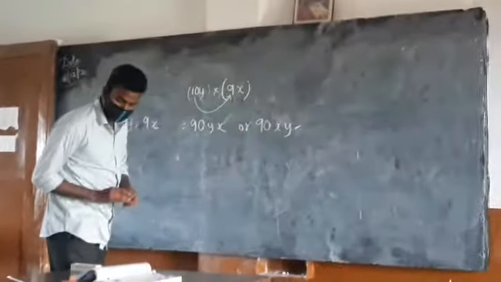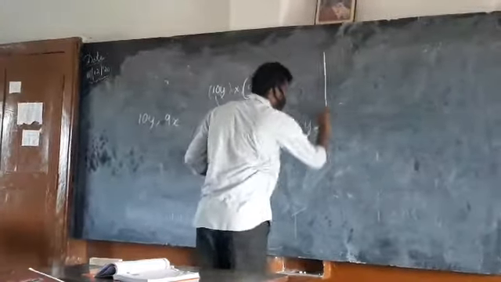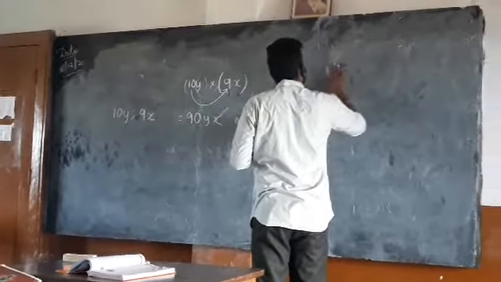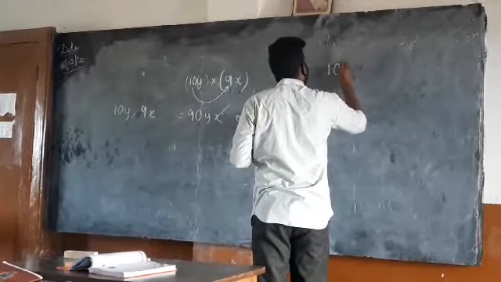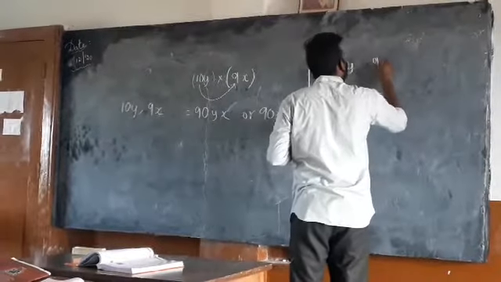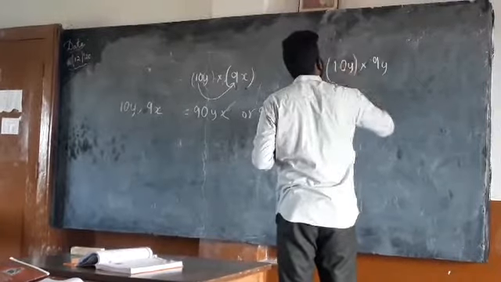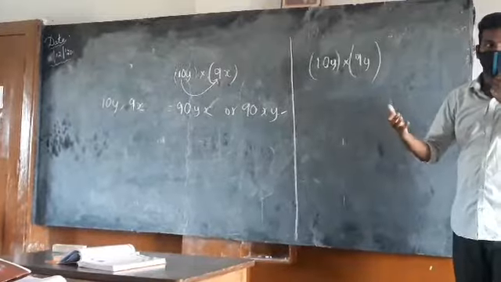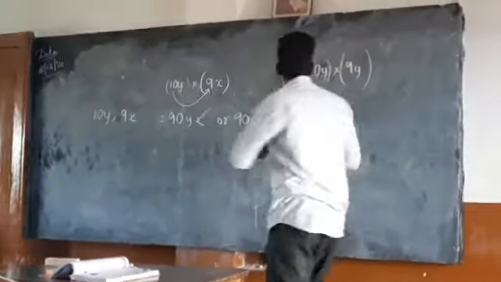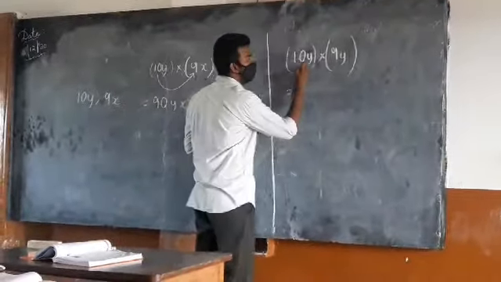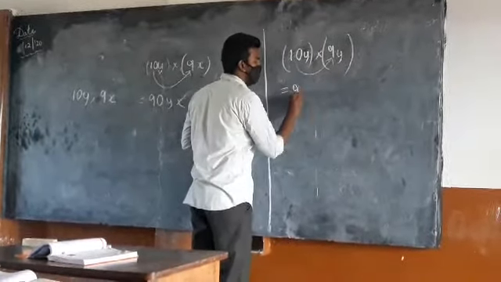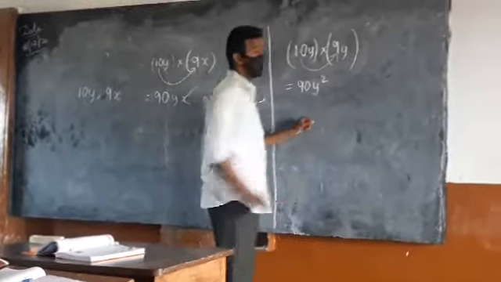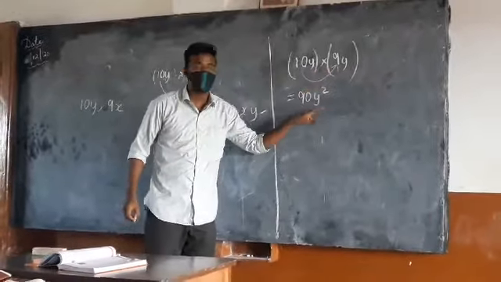Let us take another example. Similar to that, I take 10y into 9y. 90y square. Very good. What is to be done? 10 into 9 is 90. y into y is y square. Can anyone give me the reason why y into y became y square?